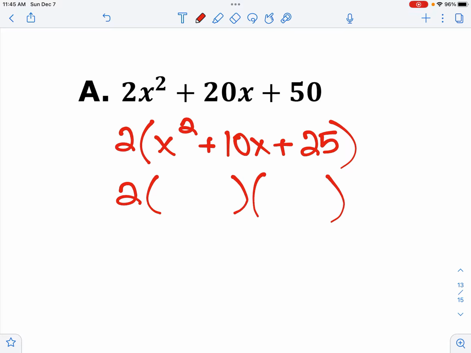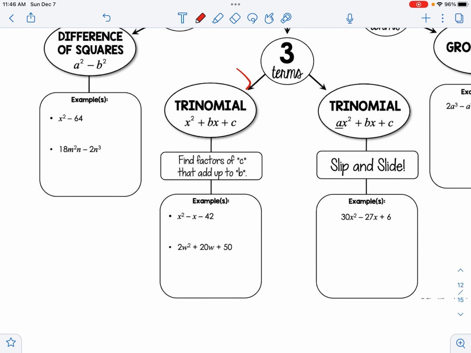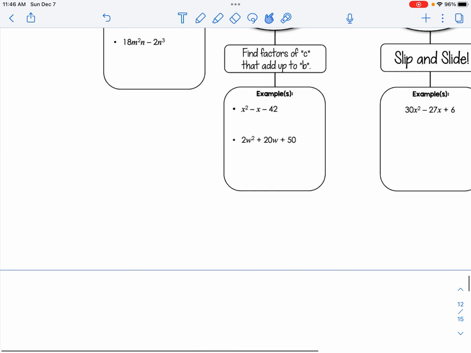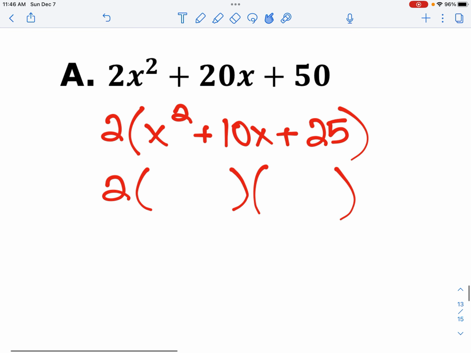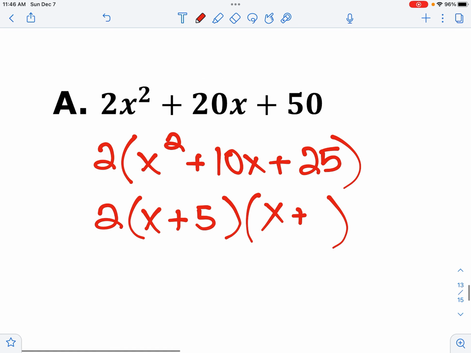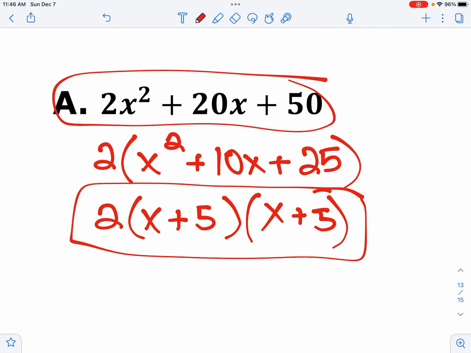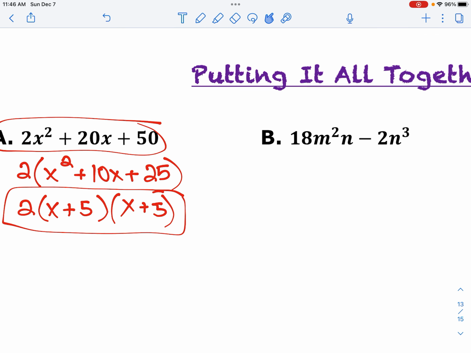And since this thing that's inside the parentheses has a leading coefficient of 1, I'm looking at this kind of situation right here, where I'm going to look for two numbers that multiply to be C but add up to be B. Okay, so two numbers that multiply to be 25 but add up to be 10, it'd be 5 and 5. Okay, so there we go. This is the factored form of this. But again, always start by looking for your GCF.